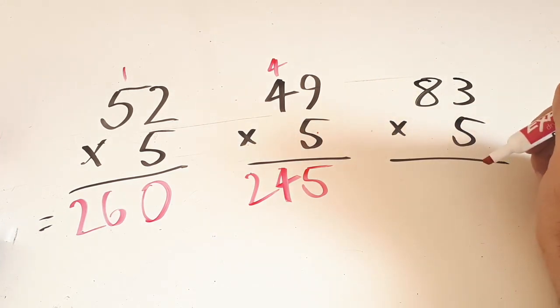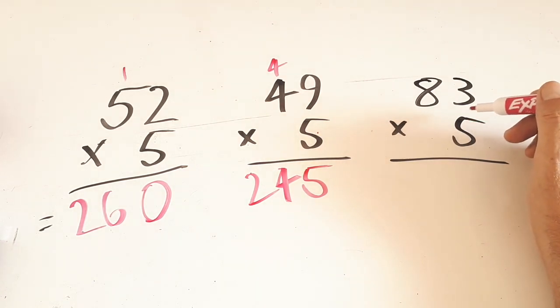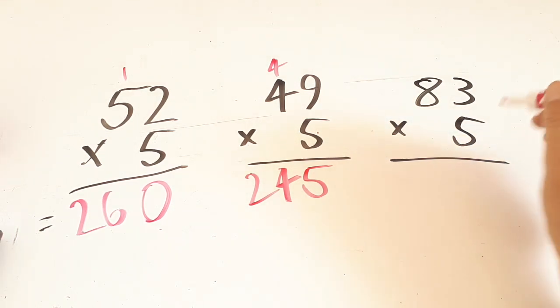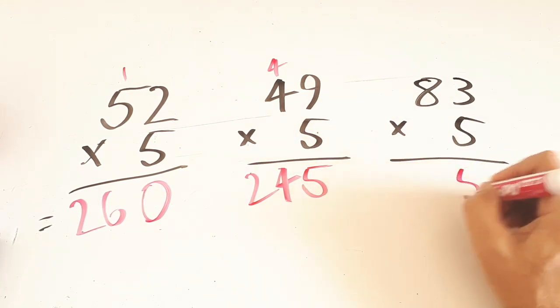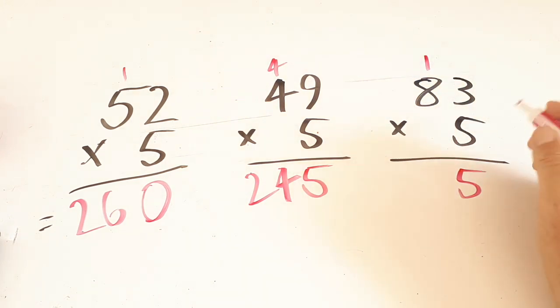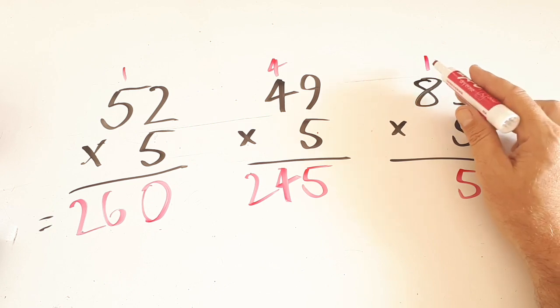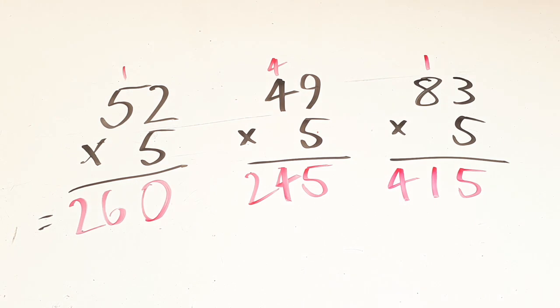83 times 5. I know 8 times 5 is 40, so my answer might be 400 and something. 415 would be my guess, a bit of a guess. Let's see. 5 times 3 is 15. Carry the 10 up to the other tens. 8 times 5 is 40. Plus 1, 41. 415. Now, what you'll have noticed is that you might be starting to see a bit of a pattern.